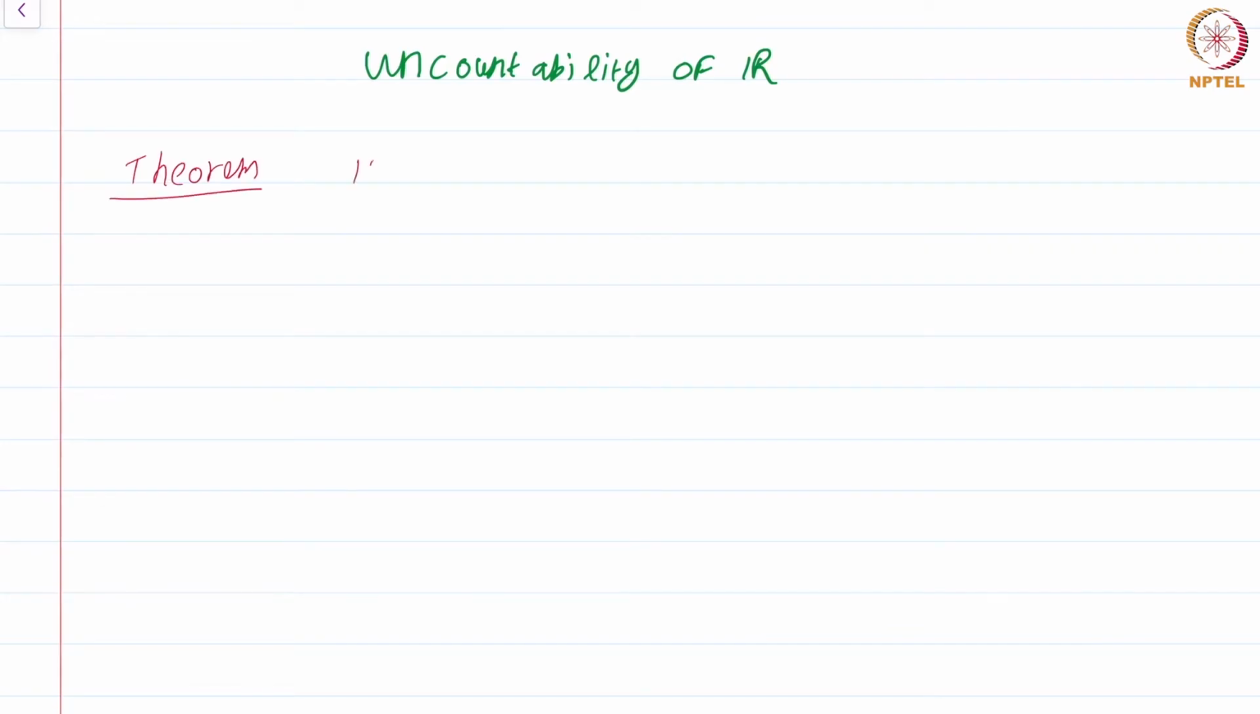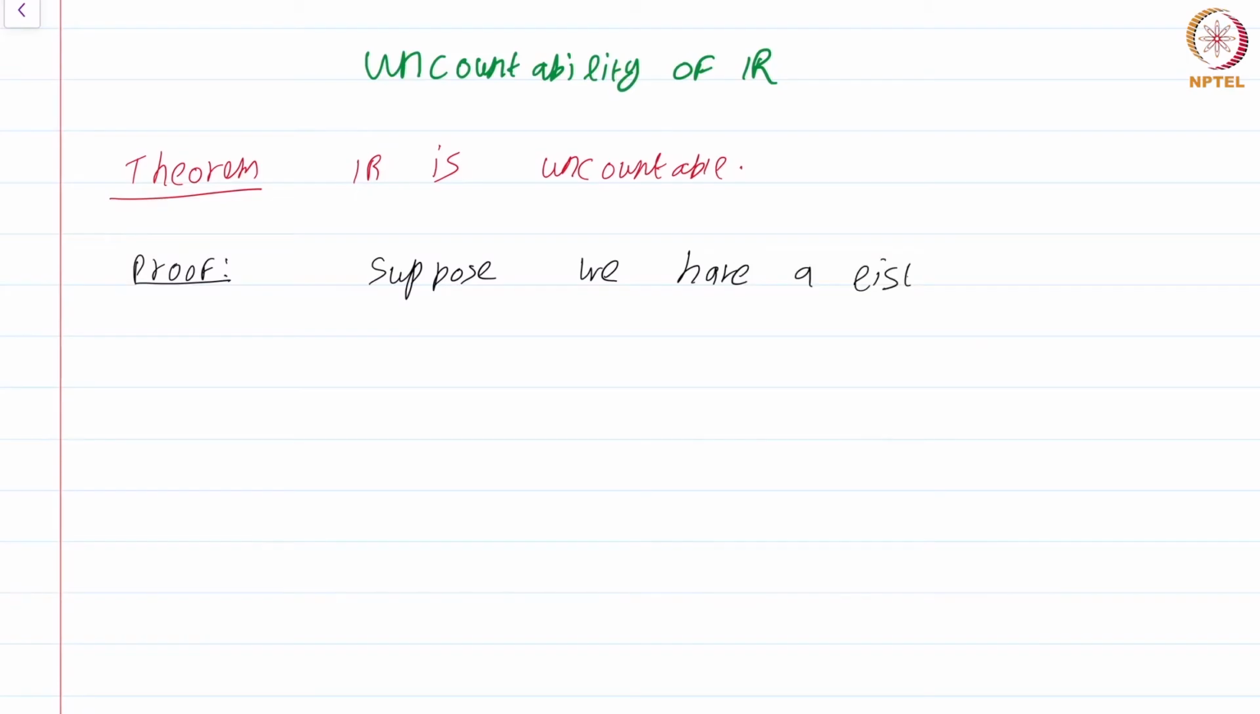R is uncountable. Statement is simple enough. Let's prove this. Proof. Suppose we have a list of real numbers S1, S2, S3, and so on.